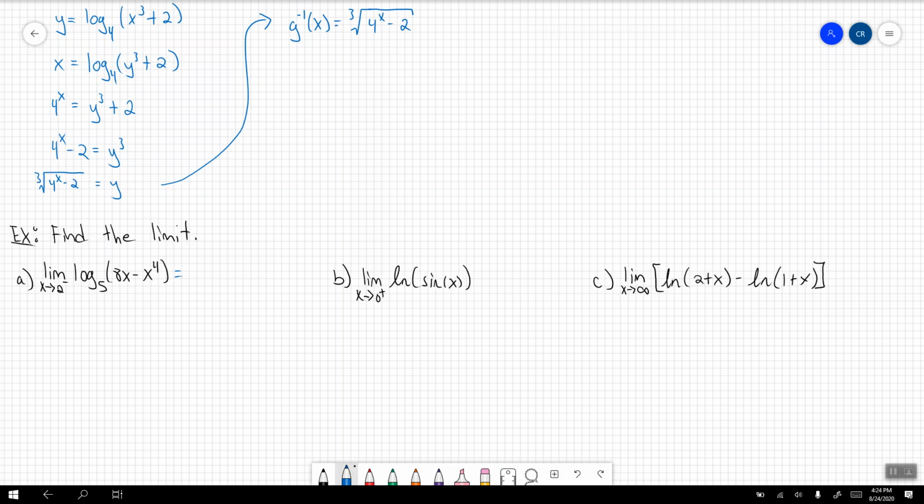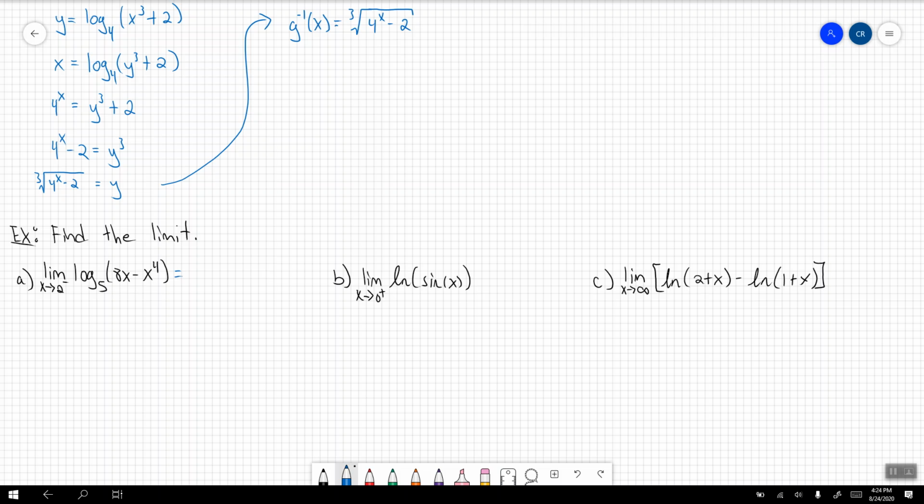So when we start looking at this, now we have to try to figure out what direction it is going to take on. So let's go ahead and start looking at this. Logarithm base 5, I'm going to approach 2 from the left-hand side. That means that I'm going to be taking on the values from the left-hand side, meaning the values of 0, 1, 1.5, 1.6, 1.7, 1.8, and so on and so forth.